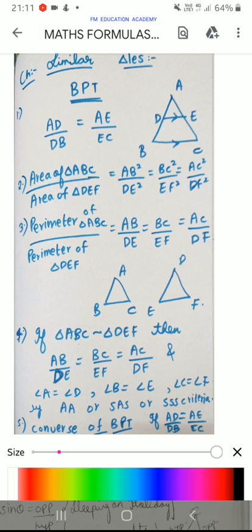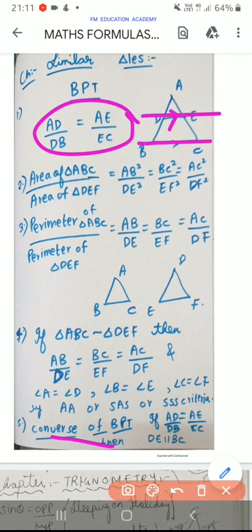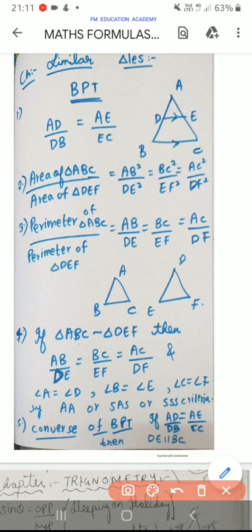Then what is the converse of BPT? Converse of BPT is the opposite of BPT. That is, if the ratio of the sides is equal, then this line DE will be parallel to the third side of the triangle, BC. That is called the converse of BPT. This finishes similar triangles concepts, important ones.